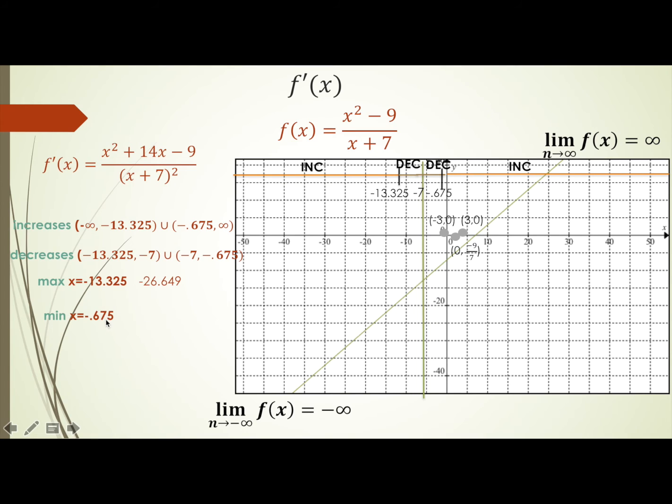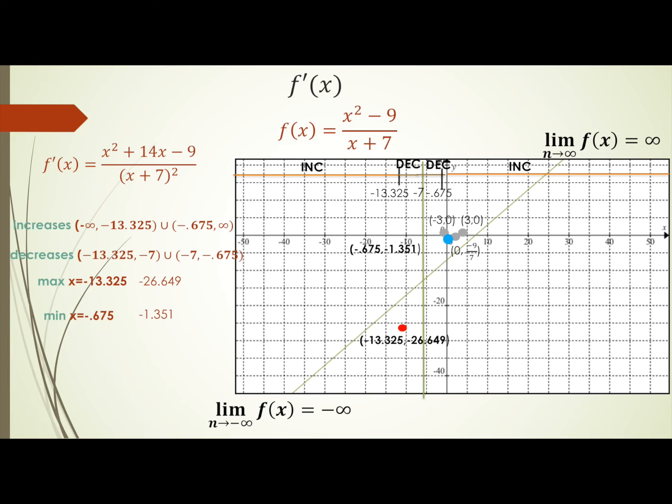And you do the same thing for the minimum. Plug negative 0.675 into the original equation, you should get negative 1.351. Let's plot those on the graph. Here's our maximum, negative 13.325, comma, negative 26.649. And here's our minimum, negative 0.675, comma, negative 1.351.